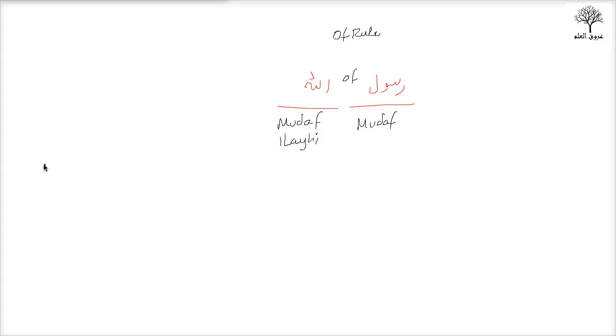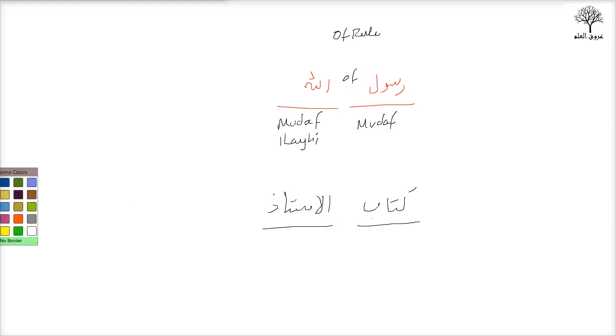If I said, for instance, Kitab al-Ustadh. Okay, Kitab means book, al-Ustadh means teacher. So, what do we call Kitab here? Mudaf. Excellent. The first word of the "of" is called the mudaf. The second word after the "of" is known as mudaf ilayhi.